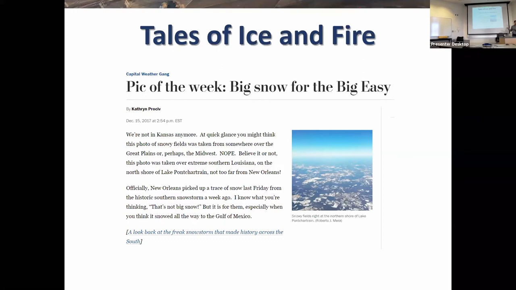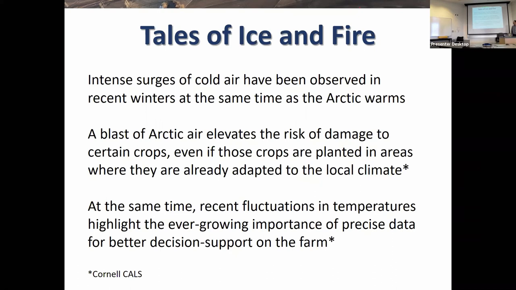It never snowed. So what's going on since we have a warming planet and also very much a warming Arctic? And these things are related. And of course, there is a significant risk to certain crops. This is highlighted here.